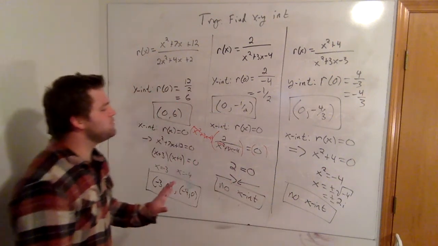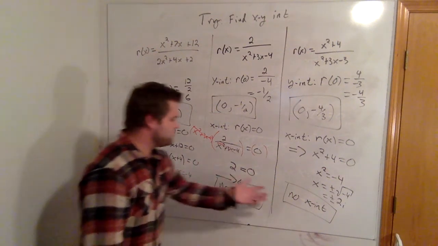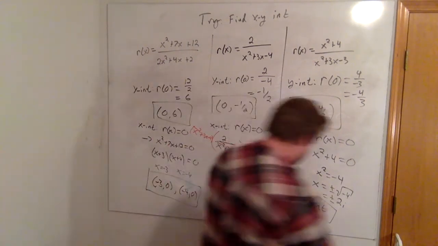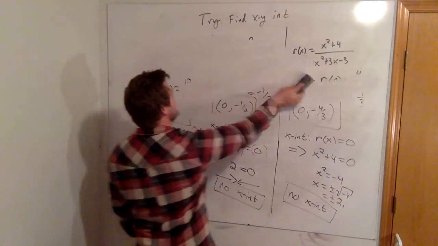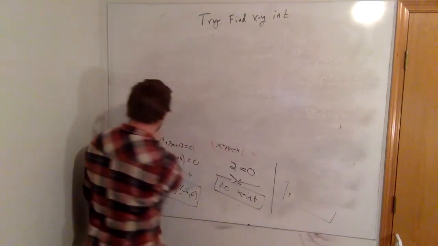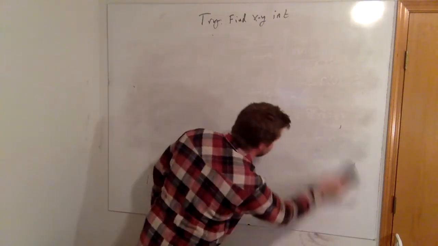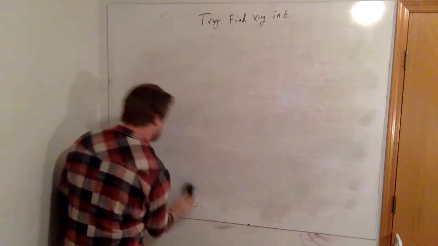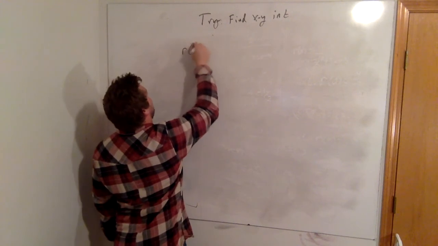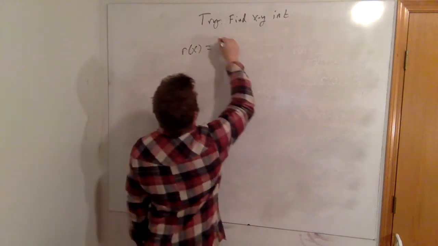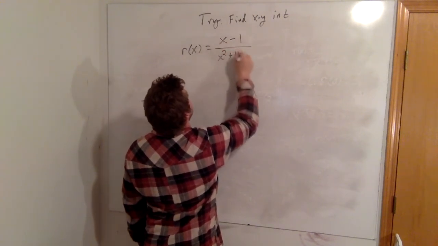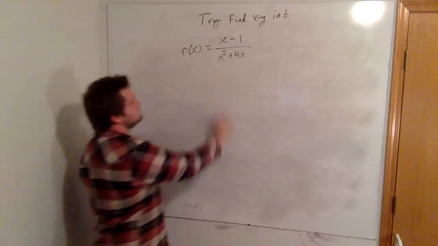For this example, you might say, well, you've given me 2 examples where x-intercepts don't exist. Are there situations where there'll be no y-intercept? Yes. Let me give you an example of something like that. I'm trying to hit you with all different possible situations you could come across. Okay, one more example. Let's say r of x is equal to, how about x minus 1 all over x squared plus 4x, for example.